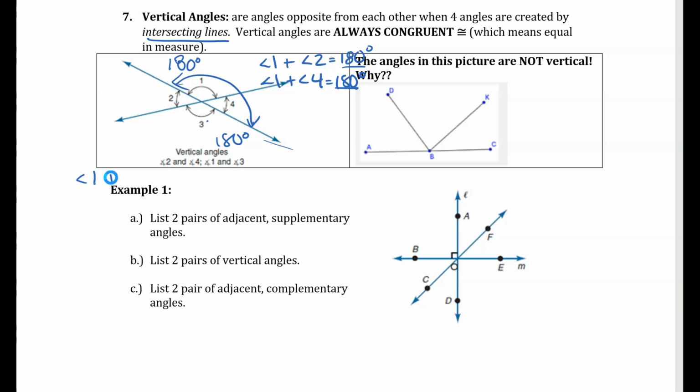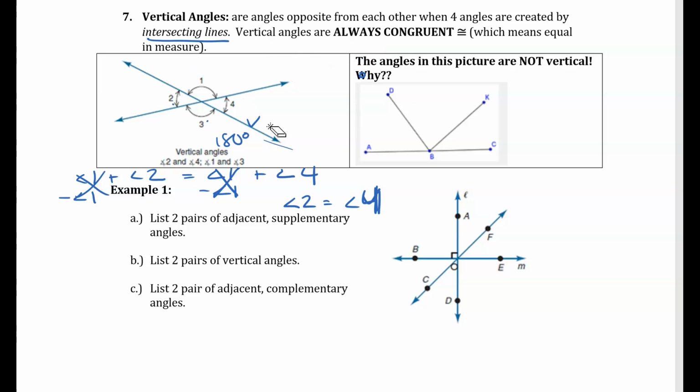So angle 1 plus angle 2 is the same as angle 1 plus angle 4. We can eliminate the angle 1s because it's the same on either side, and once we do that, angle 2 equals angle 4. So what I just did is a basic proof that shows angle 2 is equal to angle 4, and you can do the same proof with 1 and 3. So it shows that vertical angles are always equal to each other in measure. You just have to make sure the lines are intersecting.